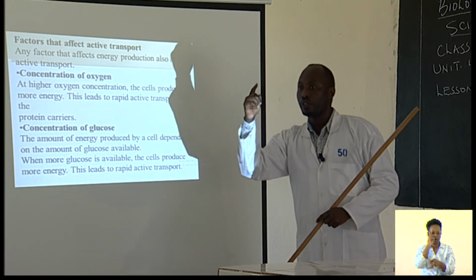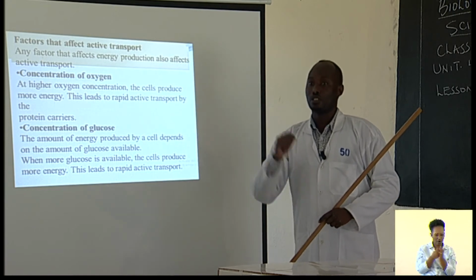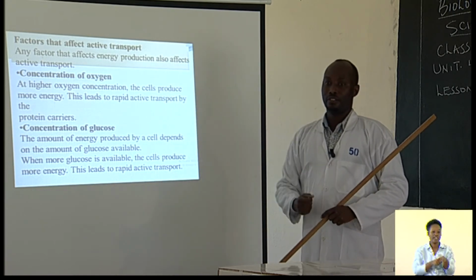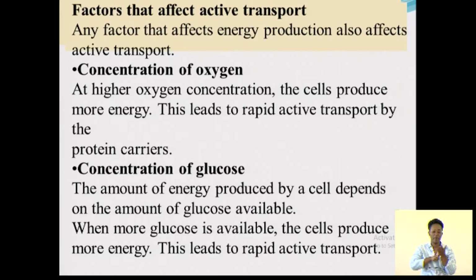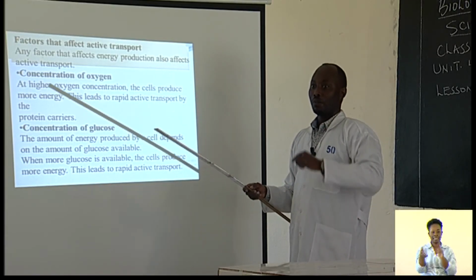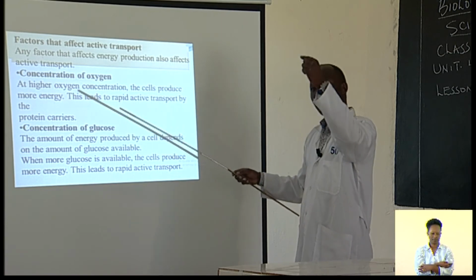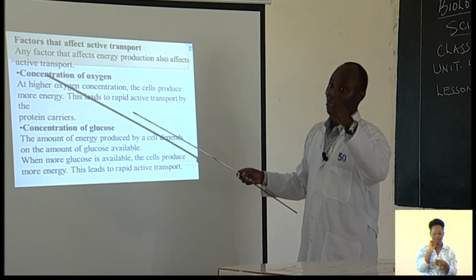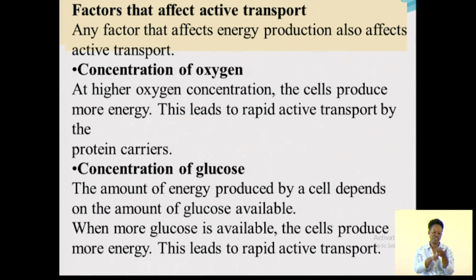I think all of you do remember, when you are doing sports, you are using more oxygen, and the muscles need more oxygen. That's why most of the time you breathe in more oxygen, which is going to be used in cellular respiration. So I said, high concentration of oxygen, the cell produces more energy. You get me very well? Less concentration of oxygen, less energy is going to be produced. This leads to rapid active transport by the cell protein carriers.